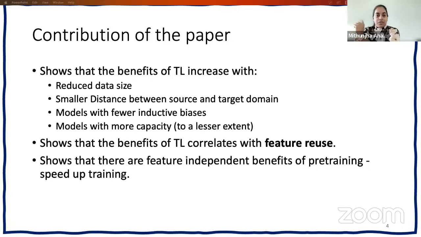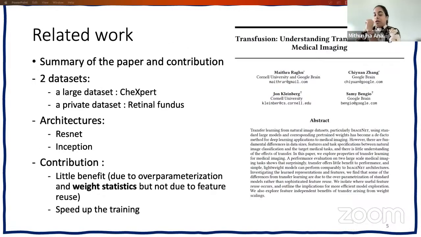But one related work, which was published in NeurIPS 2019, claims that there is no feature reuse, but that transfer learning only benefits due to over-parameterization and weight statistics. By weight statistics, what they mean is they take the mean and standard deviation of the ImageNet pre-trained weights and initialize a normal distribution using that mean and standard deviation, and they sample the weights from that normal distribution. So that is weight statistics.